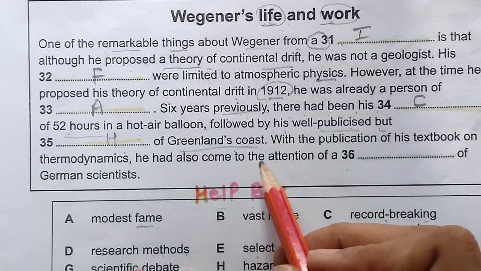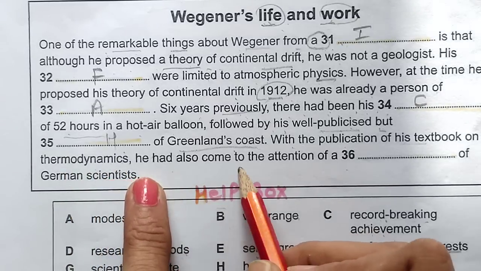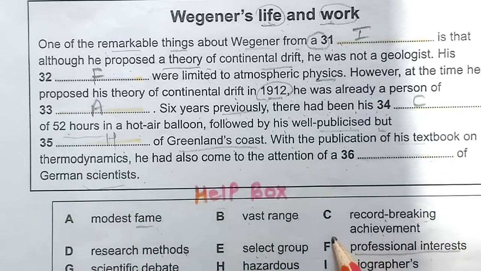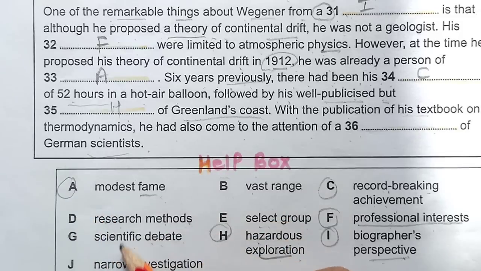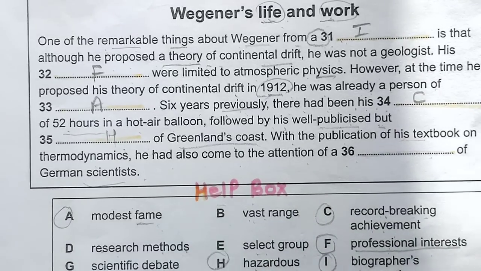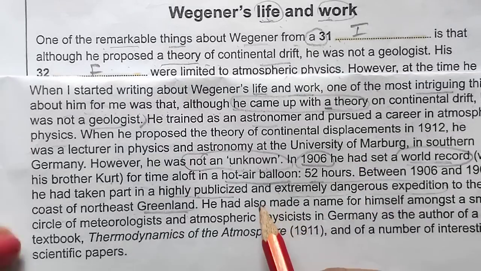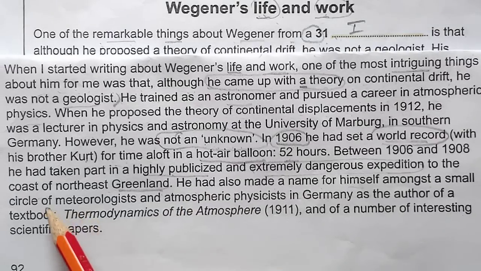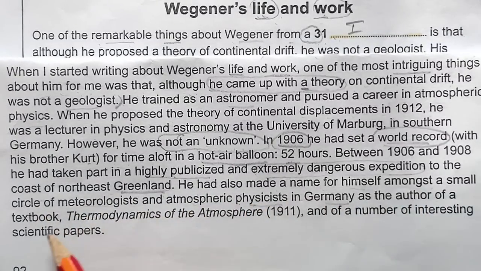Now coming to the next one: with the publication of his textbook on thermodynamics, he had also come to the attention of a dash of German scientists. Okay, so now we have done this also and A also. Now four options are left: vast range, research methods, scientific debate, narrow investigations. Select group also. Now they are saying German scientists. So in this last line, he had also made a name for himself amongst a small circle of atmospheric physicists in Germany as the author of a textbook.